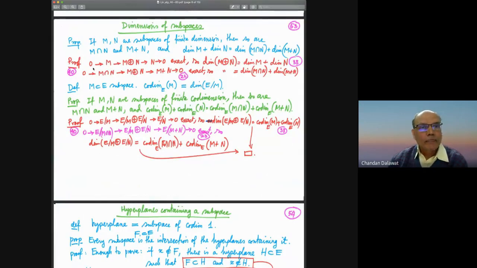Now, if I have two subspaces M and N, which have finite dimension, then M intersection N and M plus N also have finite dimension, and the sum of their dimensions is equal to the dimension of M plus the dimension of N. That's, again, a special case of something which we had proved for modules of finite length. So all that work that we had been doing for modules is not wasted, because we don't now have to prove these things about vector spaces. They are just special cases of things which we have already done.